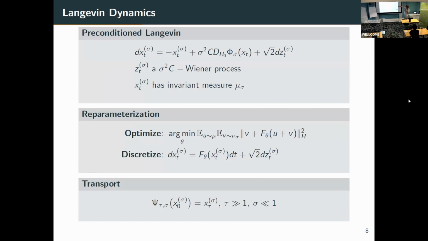And Z will be a sigma squared C Wiener process, so adapted to the function space. So if I just start, so if I know this, I've learned this, then I can just start this anywhere, run it for some indefinite amount of time, and I should get a sample out of mu sigma, which is the measure that I'm after, right?